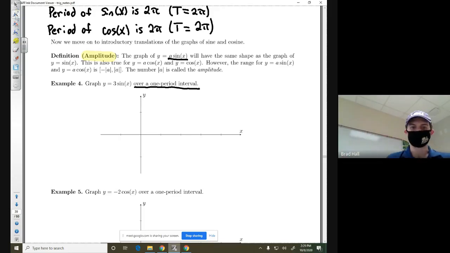So generally the process starts off like this. You identify the amplitude. So identifying the amplitude is the number that multiplies the trig function. What number is doing that? It's the 3.